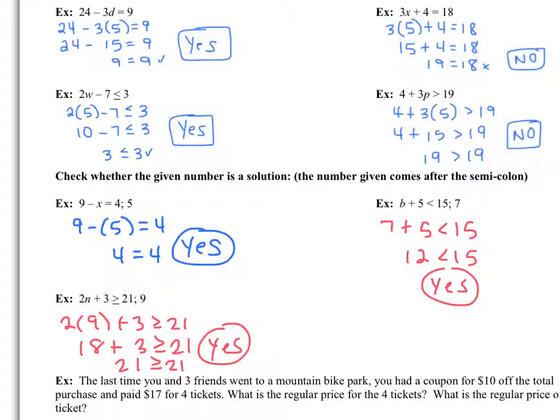So on this first example, we're checking the number 7, so b gets replaced with 7. 7 plus 5 is 12, which is less than 15, so that's a yes. Here we're checking the number 9. 2 times 9 is 18, plus 3 is 21, which is greater than or equal to 21. It's not greater than, but it's equal to, so that's fine, and that would be a yes.